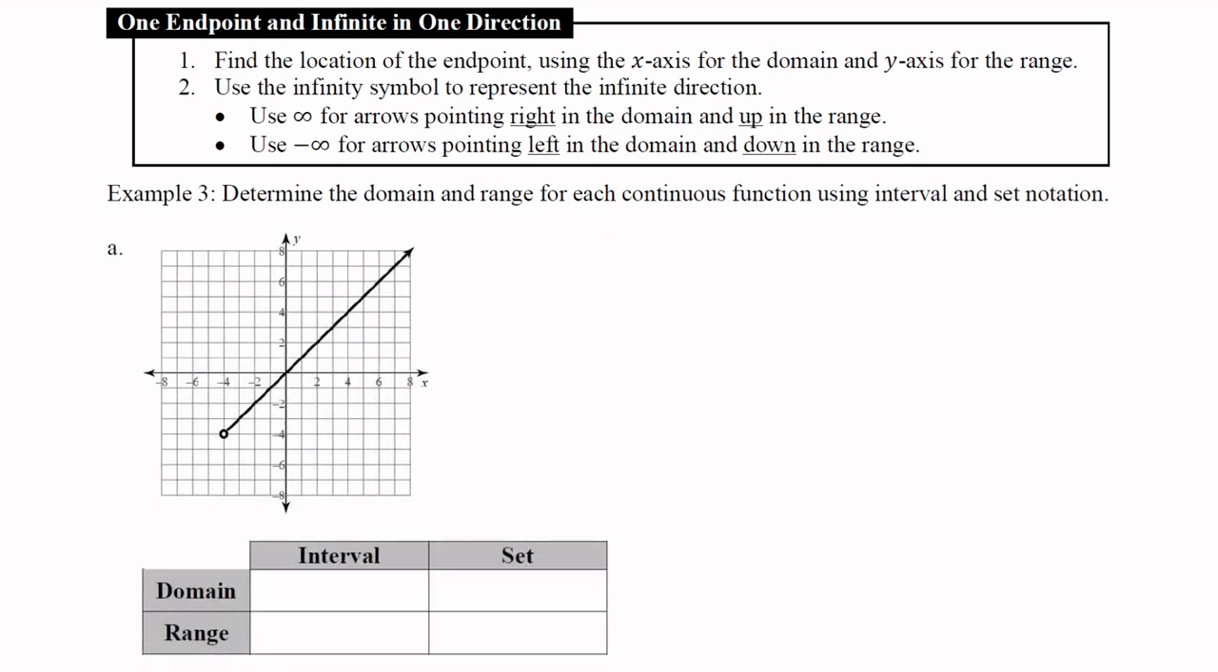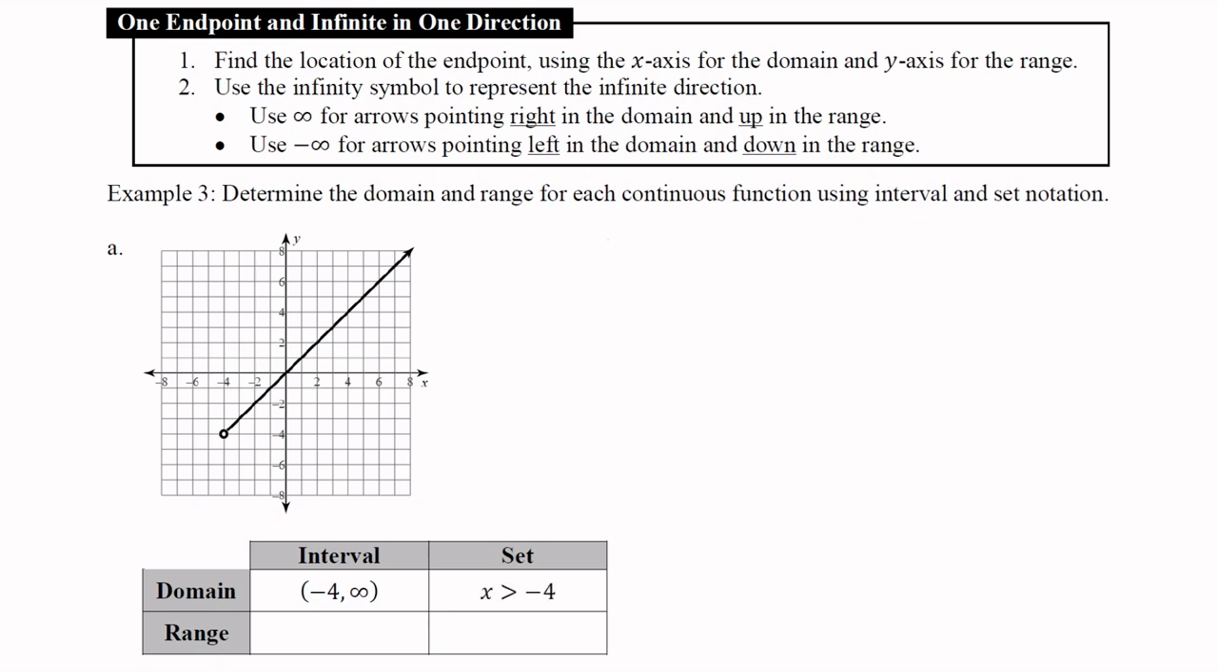So let's do an example. For A, we are not including -4 on the left-hand side, but then we have an arrow on the right-hand side indicating that we're going infinitely in the positive x direction. And again, when we have infinity or an arrow, we're not including it. So in interval notation, we're going to have parentheses on both sides because we're not including -4 and we never include our infinity. In set notation, it's just all values that are greater than -4.